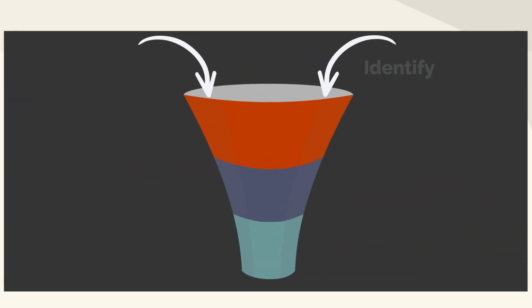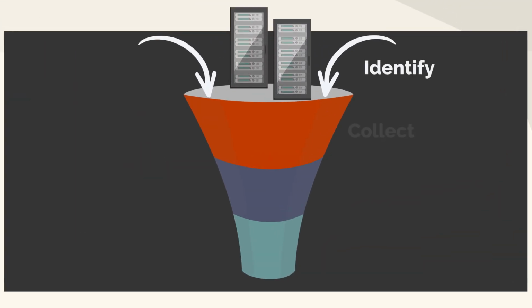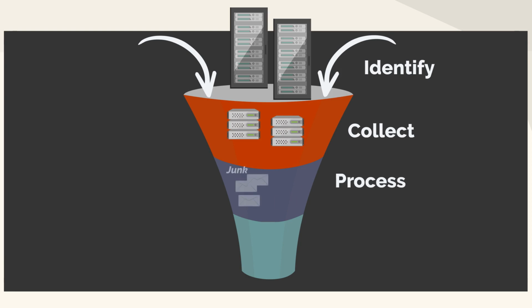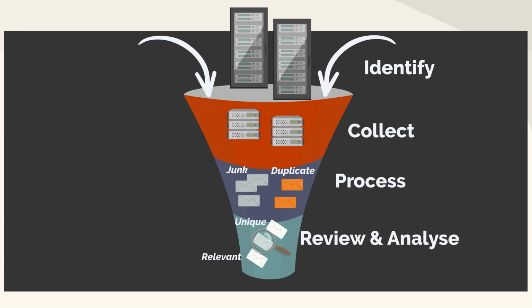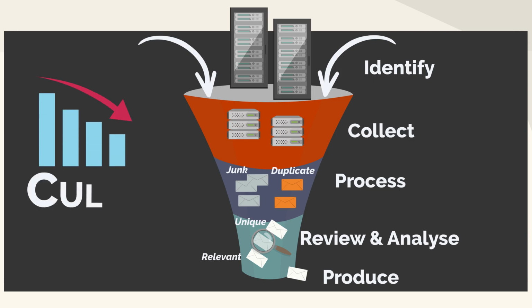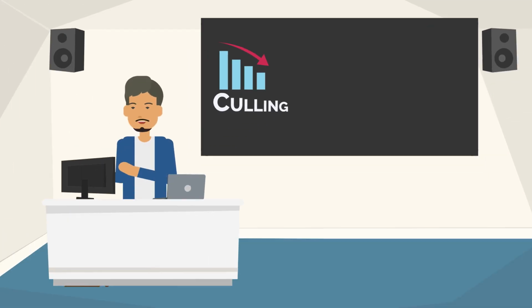The noise is gradually eliminated at each stage. During collection, we suppress the irrelevant data sources. During processing, we suppress junk and redundant data. During review, we suppress not relevant documents. At the end, we arrive at the truth to produce. And this process of reducing data volumes by eliminating noise or irrelevant data is called culling. One of the popular and most effective culling techniques to reduce the data volumes is deduplication.